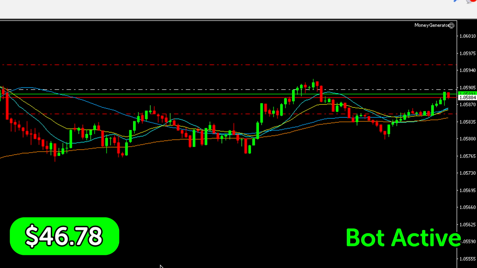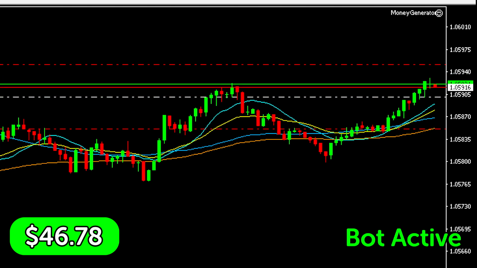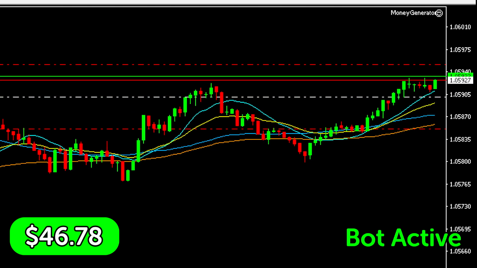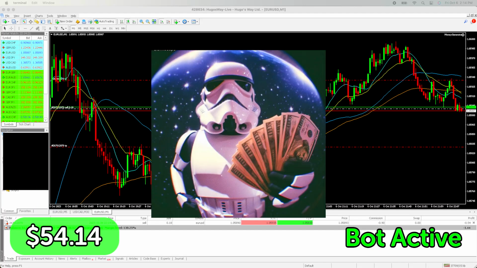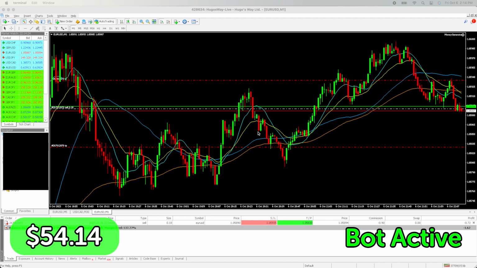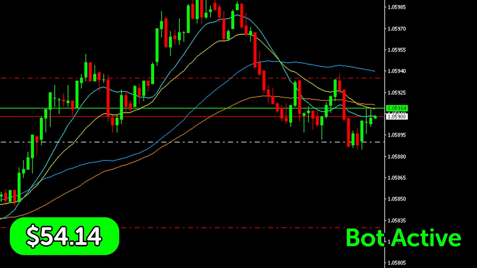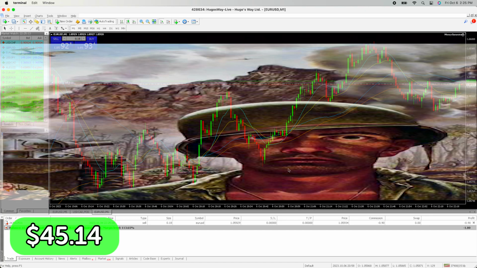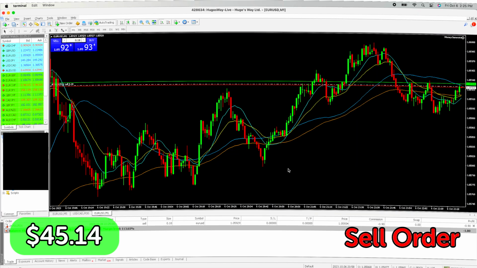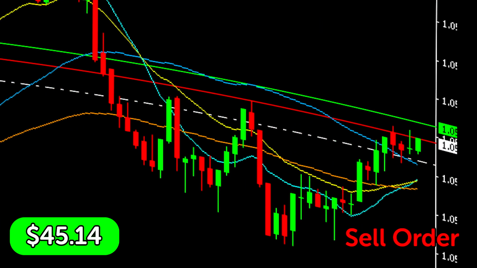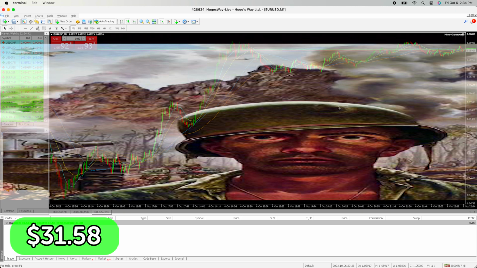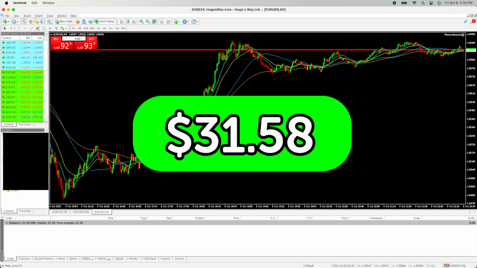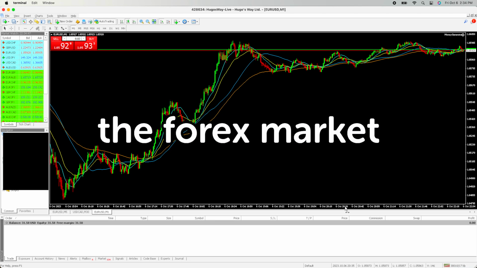Alright, trade 1 locked in. We need the price to cross this line to make a profit. Just like that, over $7 in profit. For trade 2, we need the price to go down. After all of that, I'm left with $31.58, therefore proving the Forex market is a complete scam.